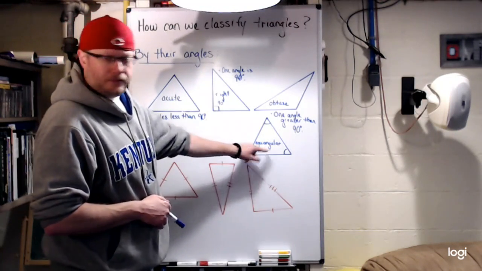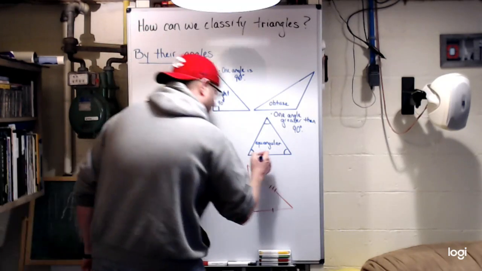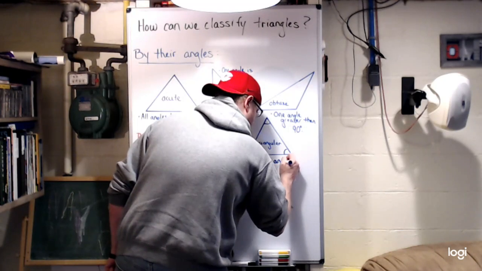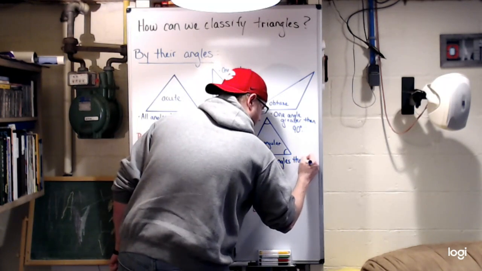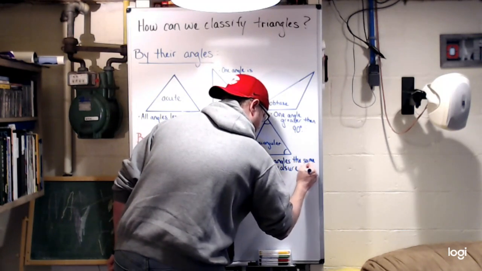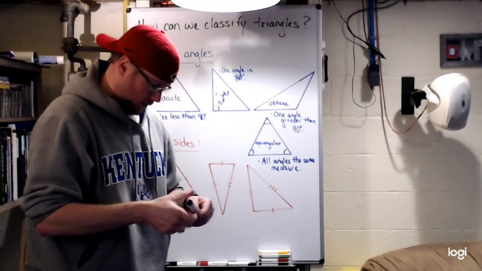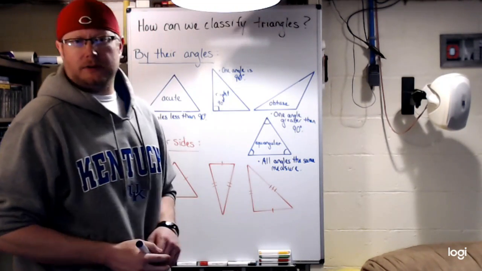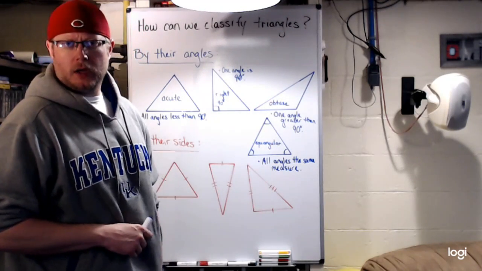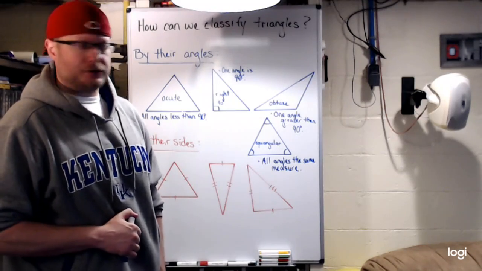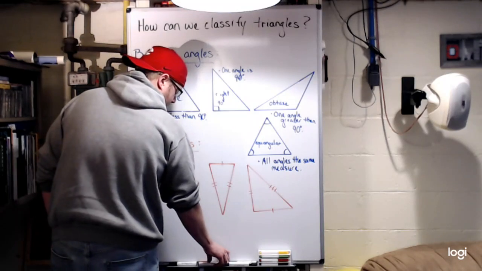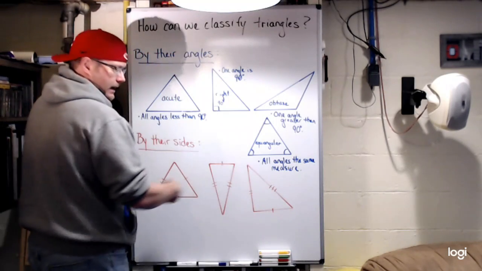But the definition of equiangular is a triangle with all angles the same measure. All angles the same measure, or in this case, they're all 60 degrees, right? So those are the four categories of triangles based on the angle measures of the triangle. And like I said, there can definitely be some overlap we're going to see with these three right here.